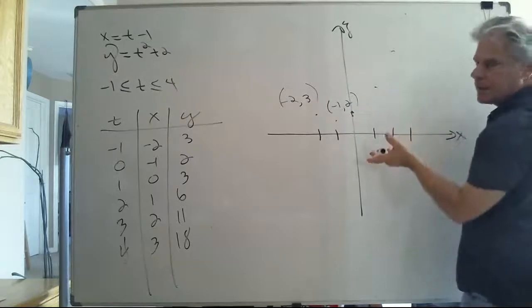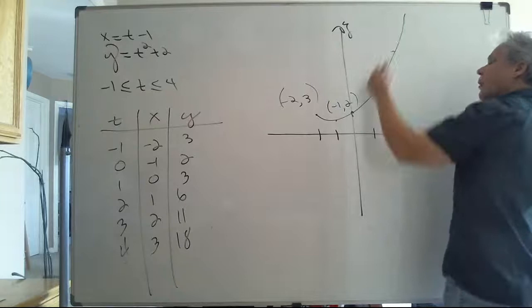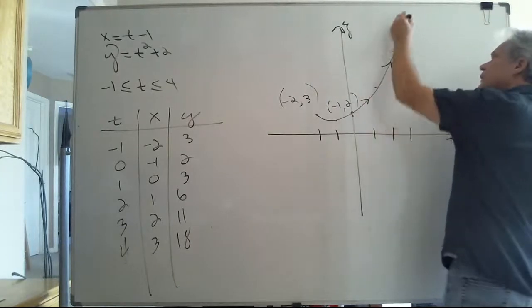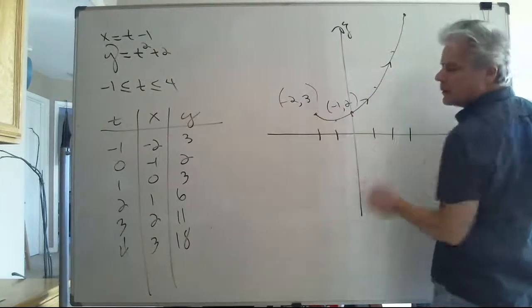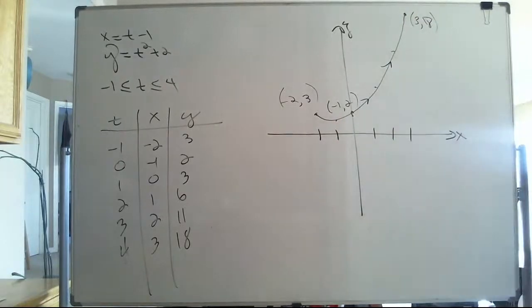I know I'm being a little sloppy, but the point is, tracing out the curve, it looks somewhat parabolic. I'll put my orientation in, clearly identify the endpoints here and here. And it actually does look like a piece of a parabola.